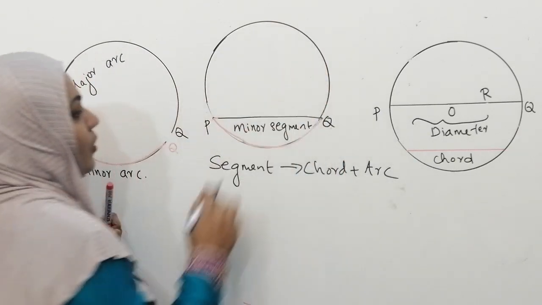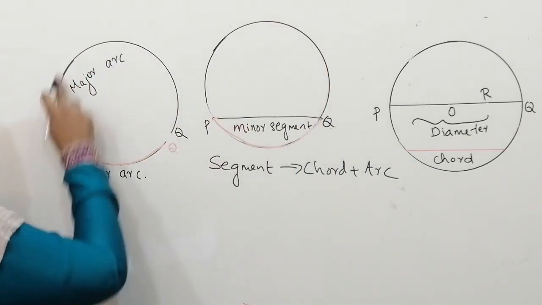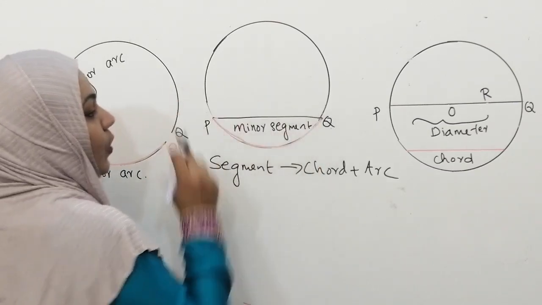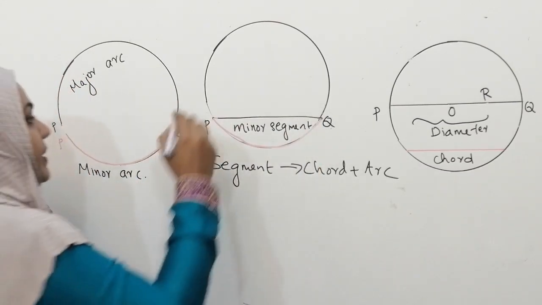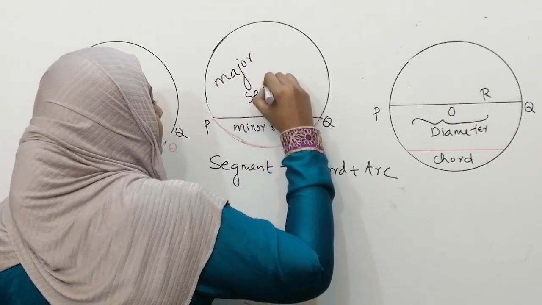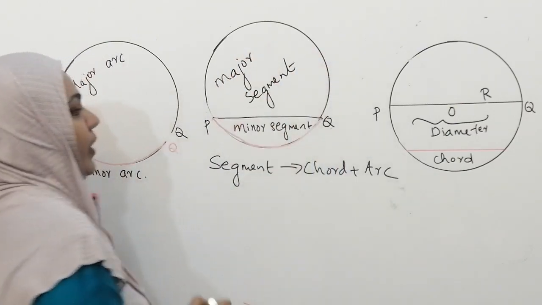And this part is called what? Greater. So this you can see is the major arc. PQ is our major arc, plus this chord is called the major segment. So this is our major segment. So I hope you understood.